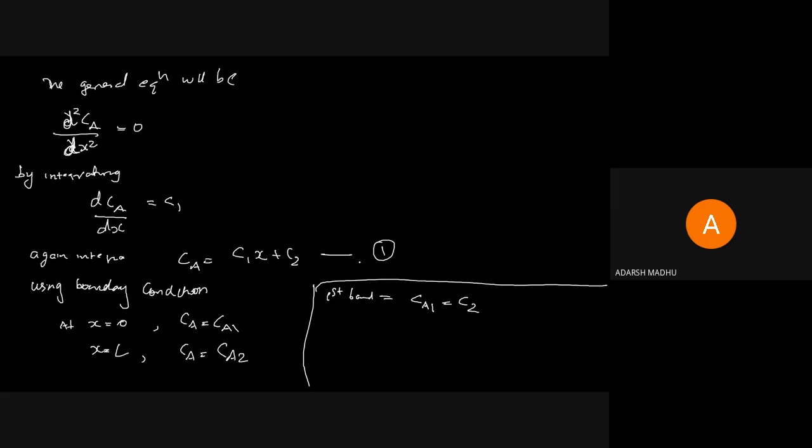So we have the C2 value already. Then apply the second boundary condition, that is at x equal to L, CA equal to CA2. That is CA2 equal to C1L plus C2. From this condition, find the value of C1. C1 equals CA2 minus C2 divided by L. Since C2 equals CA1, C1 will be CA2 minus CA1 divided by L, and C2 equal to CA1.